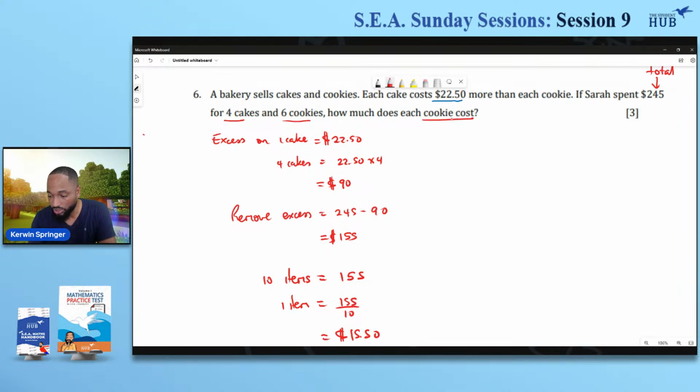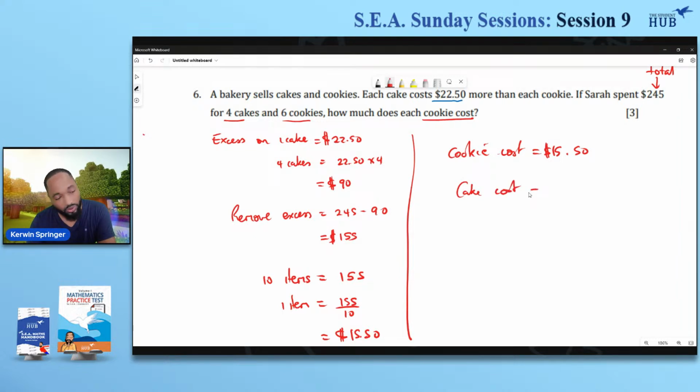How much does each cookie cost? Well, a cookie didn't have any excess, so the cookie costs $15.50. How much would the cake cost? When you ask about the cake, you have to say it costs $15.50 plus the excess for one cake, which would make us end up with 22 and 15 is 37 and the 50, so it'll be $38.